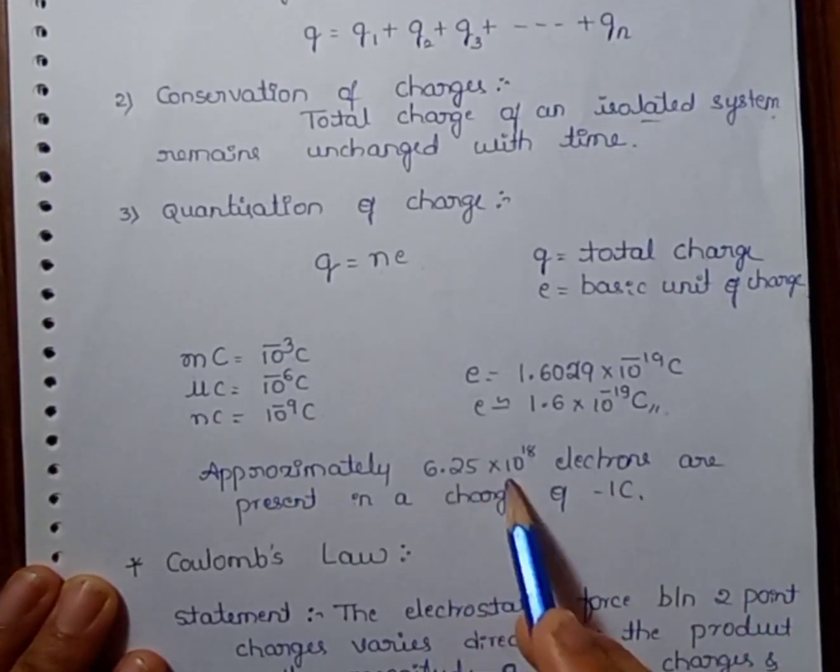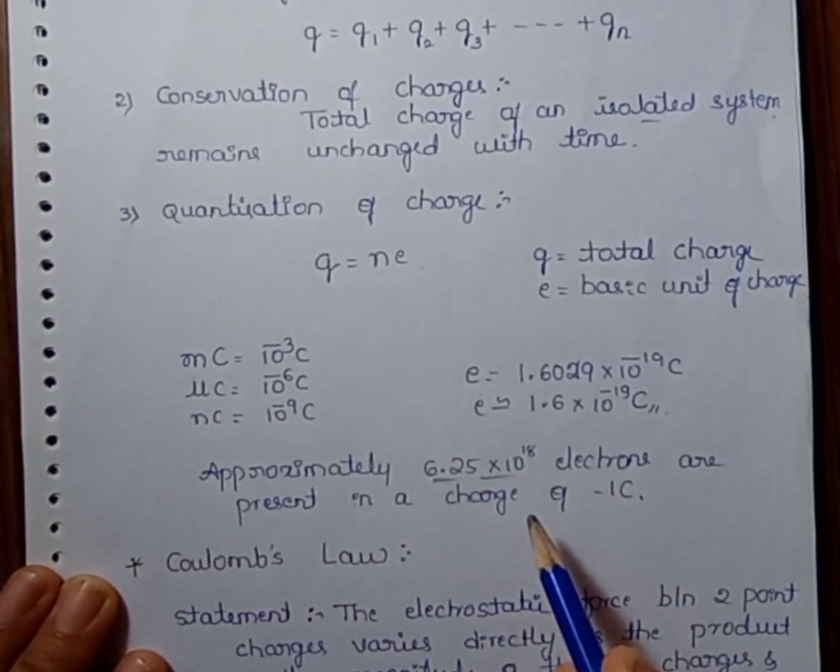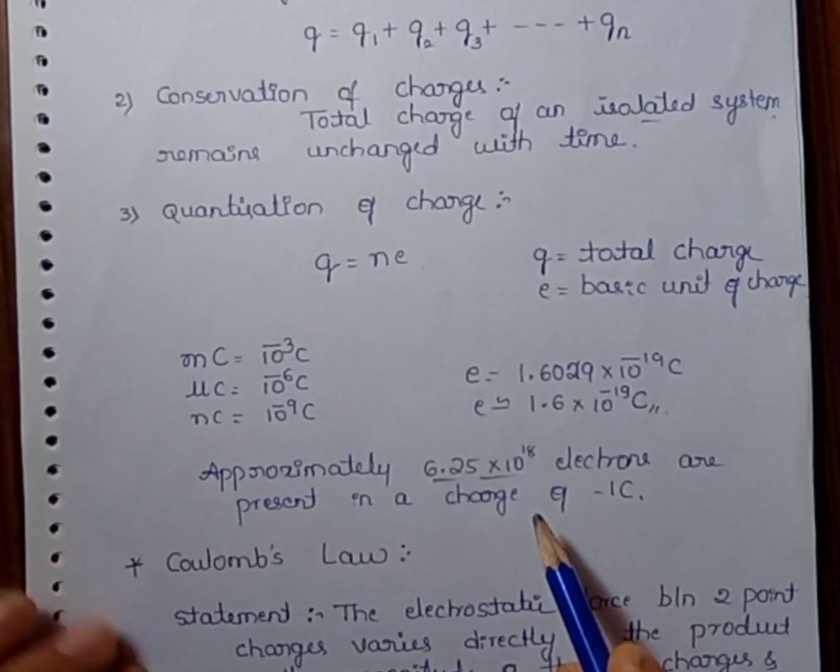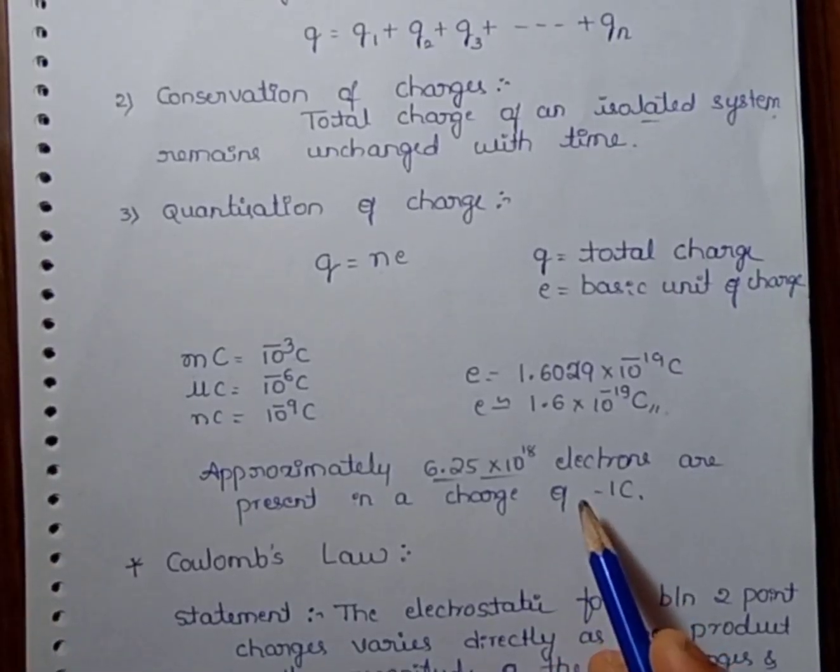1 Coulomb contains this much charge. That is 6.25 into 10 to the power of 18 electrons.